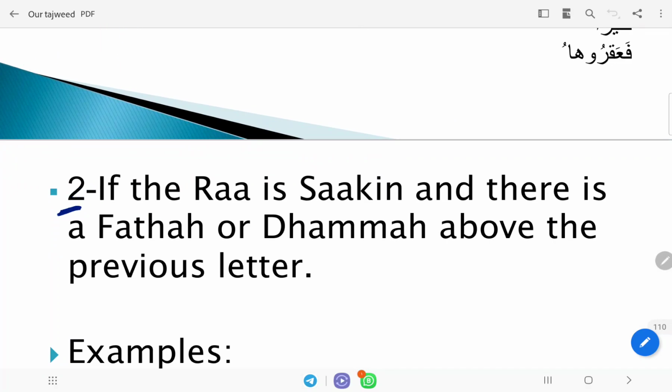The next rule, if the ra is sakin, and there is a fatha or dhamma above the previous letter, carrying a fatha or dhamma, and the ra is sakin, here the ra will be heavy.